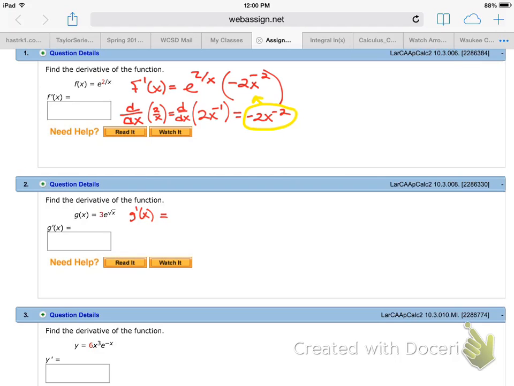So when I say take the derivative of e to the 2 over x, I rewrite it, e to the 2 over x, and then times the derivative of 2 over x, which you can do off to the side. Some people like to do that.